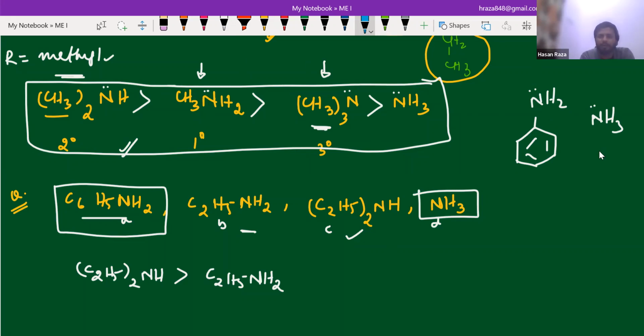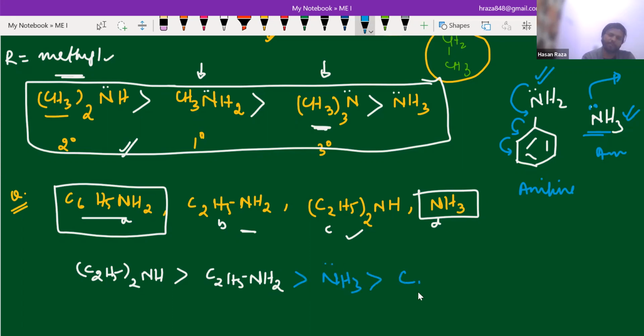Okay, you can see this is your ammonia and this is your aniline. So you know that in this aniline, this lone pair is in resonance. It is busy in resonance, but here it is free. It can donate easily, but this lone pair cannot be donated easily because it is in resonance. And since donation here is very easy, that's why after this ammonia will come and then benzenamine. Are you getting my point?